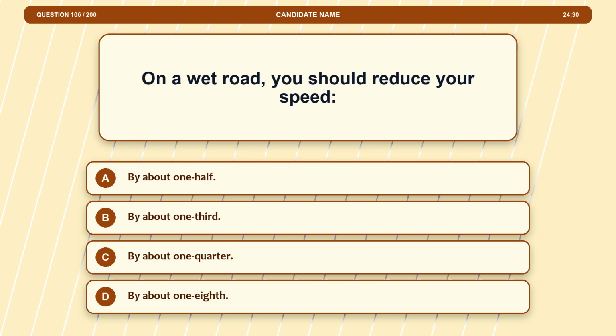Question 106. On a wet road, you should reduce your speed. Option A, by about 1/2. Option B, by about 1/3. Option C, by about 1/4. Option D, by about 1/8.